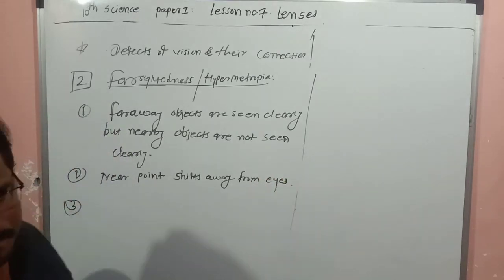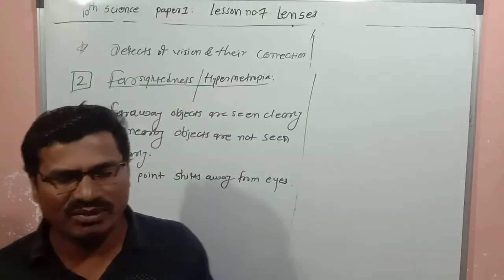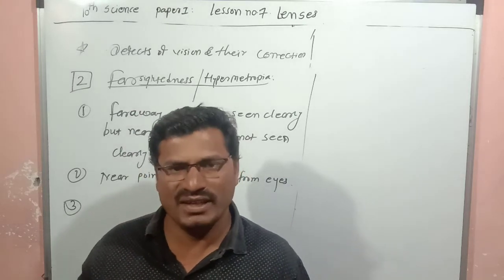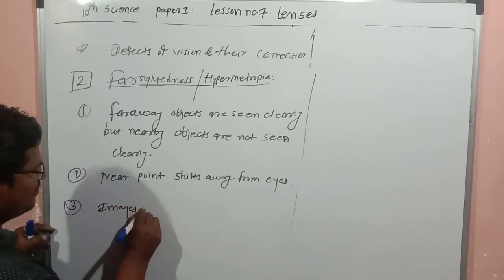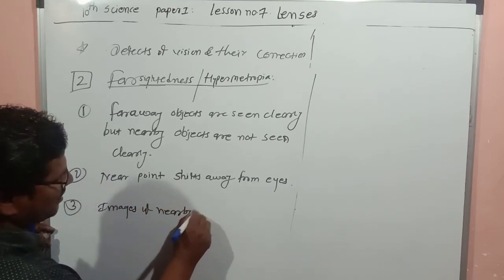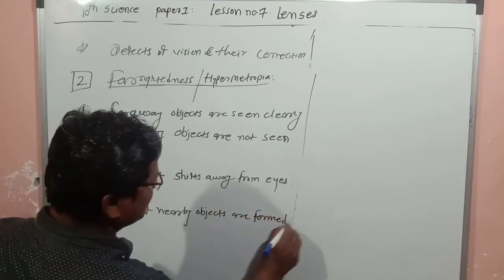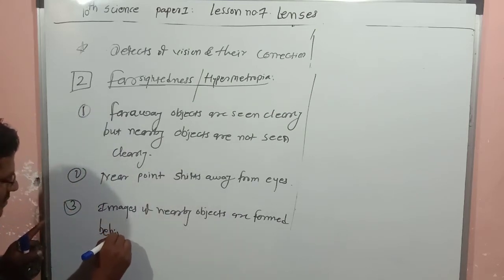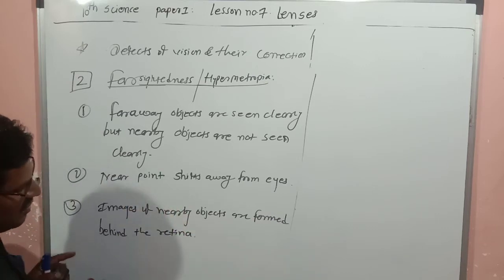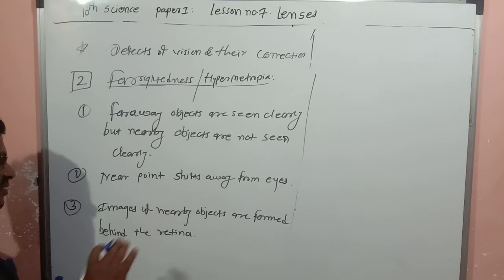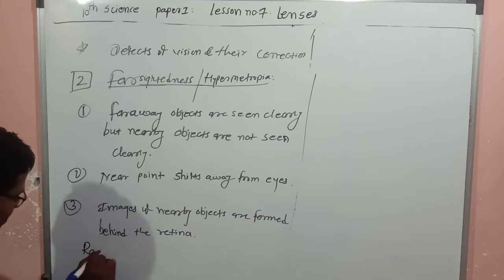Third point, the image of a nearby object is formed behind the retina, after the retina. Images of nearby objects are formed behind the retina, or you can say on the back side of the retina. What are the reasons for it? We are going to study.